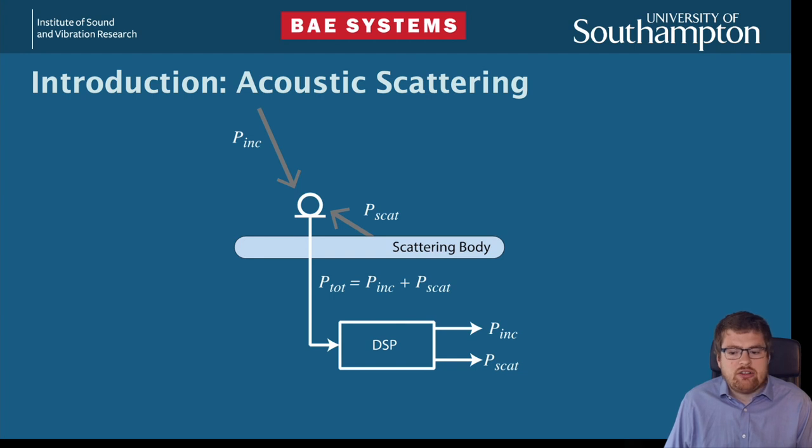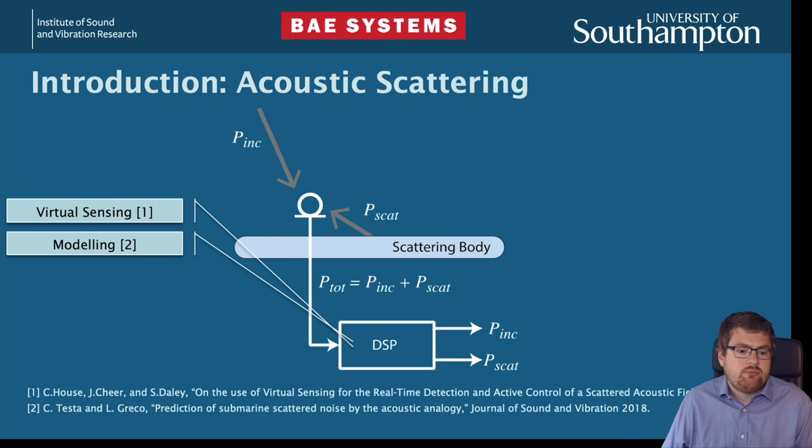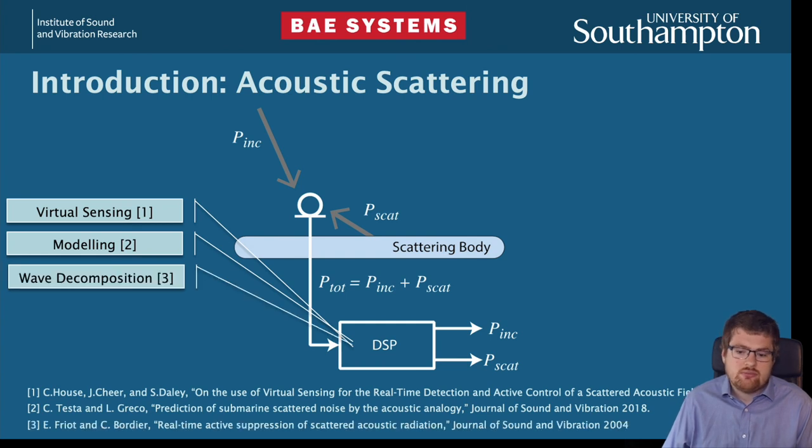Various methods have been presented in the literature to take this total pressure measurement and decompose it into its incident and scatter components, the scatter component of which can then be taken off to form the disturbance signal for an active control system. These include virtual sensing, analytical or numerical modelling, or wave decomposition.